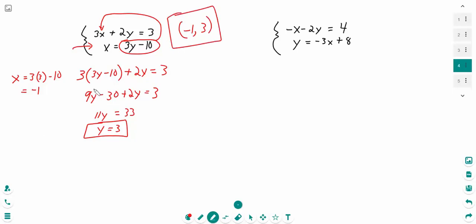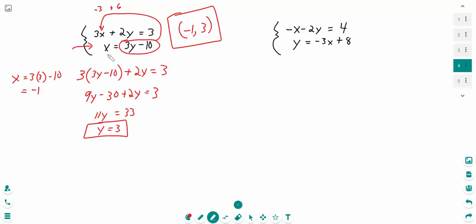And there we go. Again, checking. 3 times a negative 1 would be a negative 3, plus a 2 times y, which is a 3. So 2 times 3 is 6, so plus 6. Negative 3 plus 6 is indeed 3. So we know that one's right.